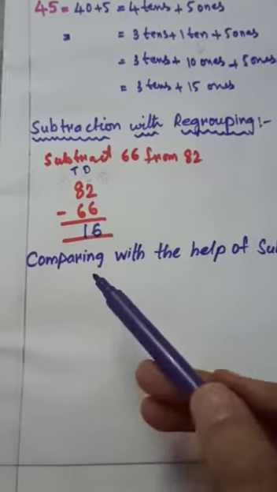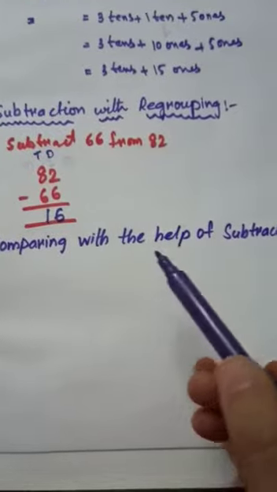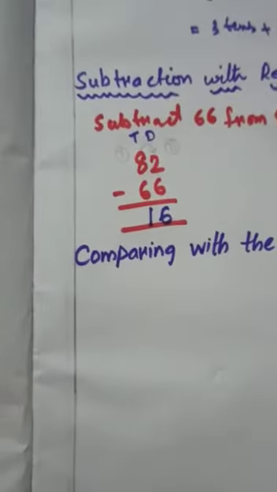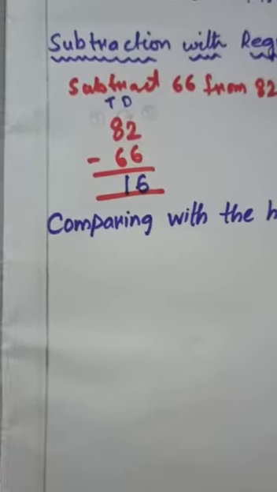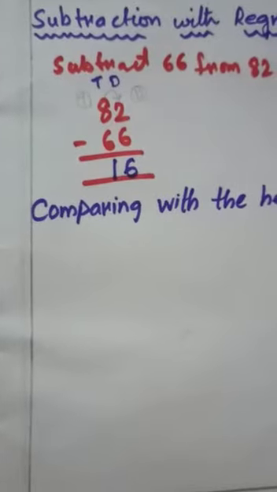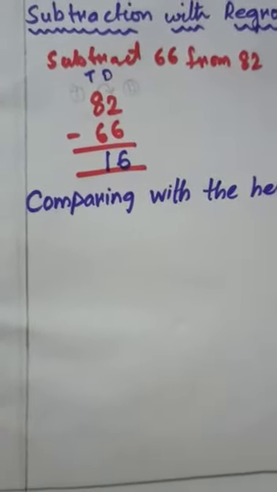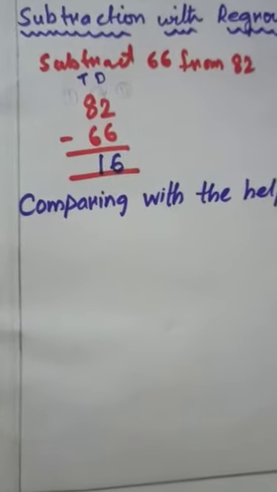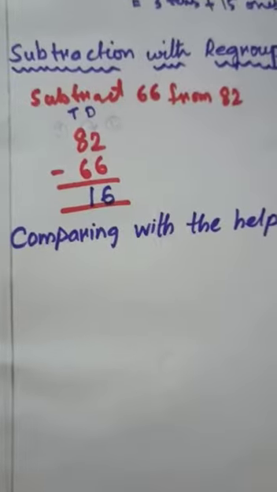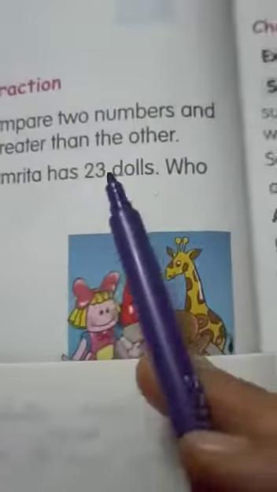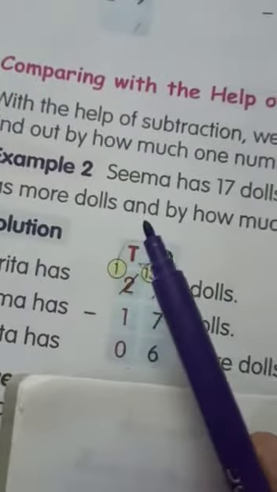Our next topic is comparing with the help of subtraction. Children, with the help of subtraction, we can compare two numbers and we can find out by how much one number is greater than the other. Let's do one problem here. Seema has 17 dolls and Amrita has 23 dolls. Who has more dolls and by how much?